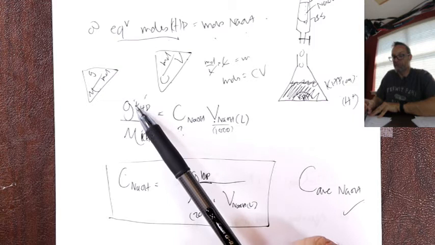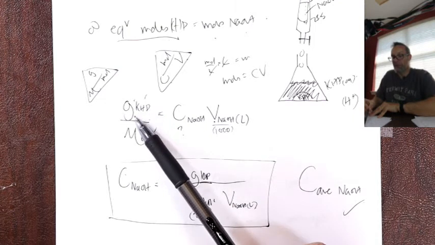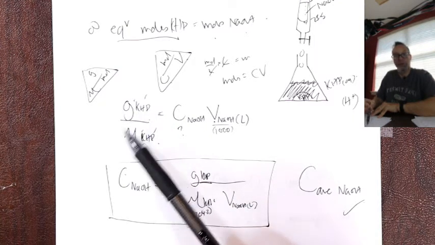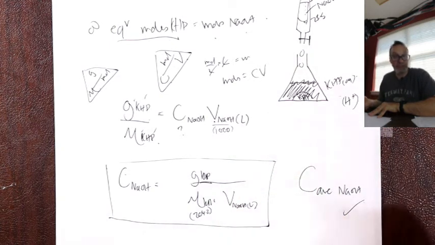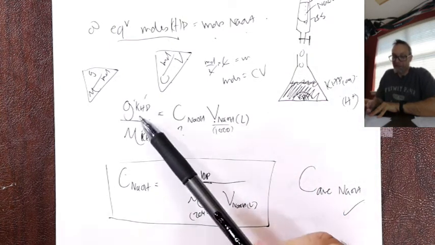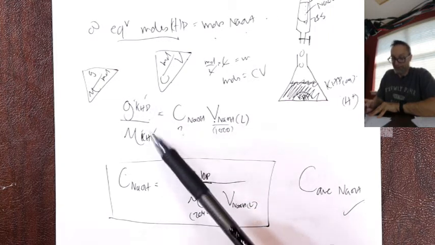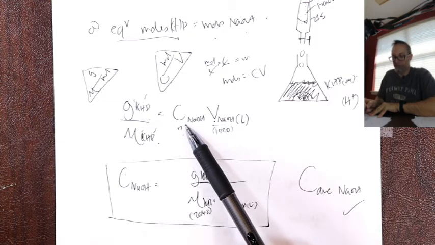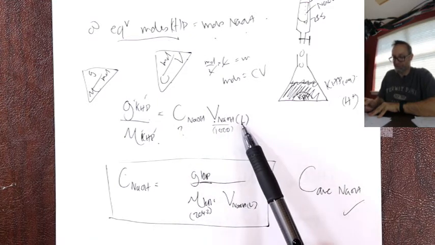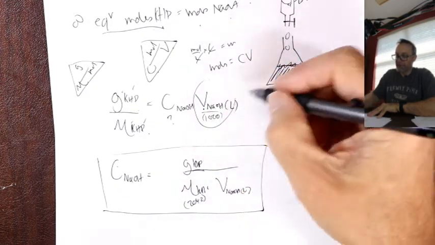For a solid, moles is grams divided by molecular weight. You weigh your KHP powder, you dissolve it in some water. It doesn't matter how much water you dissolve it in, because it's not changing the weight of KHP, it's just swimming around, right? Grams divided by molecular weight is moles KHP. That equals what we want, the concentration of the sodium hydroxide times its volume in liters. That comes from the burette.